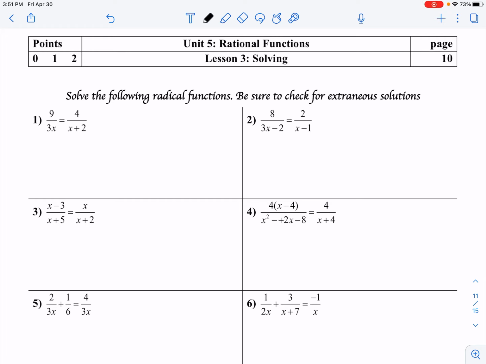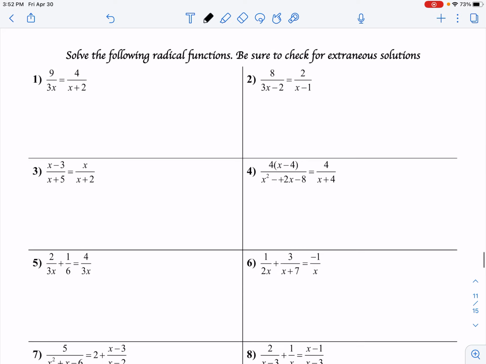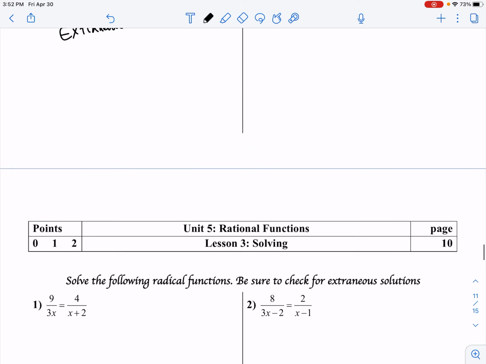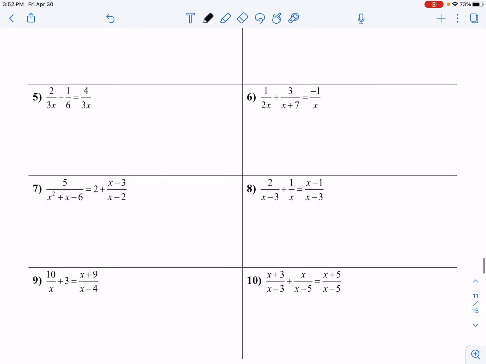In this video, we're going to work on solving rational functions again. This time we're going to solve by graphing versus doing it by hand. I'm not going to do a bunch of examples. I will do one of what I think is more complicated. So number 6 on page 10 of my course pack.